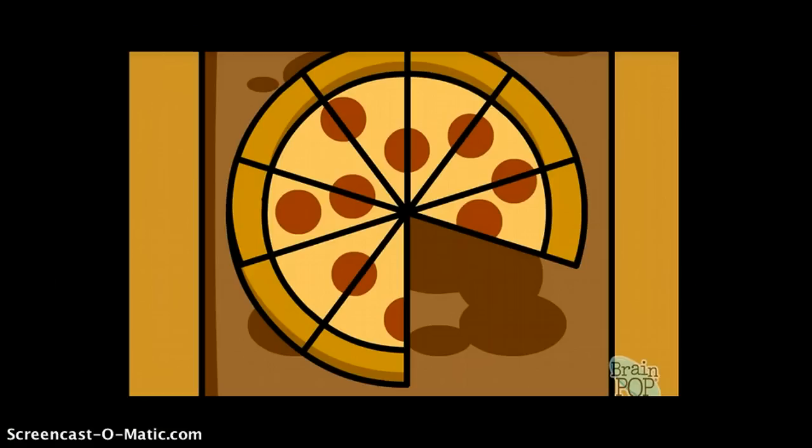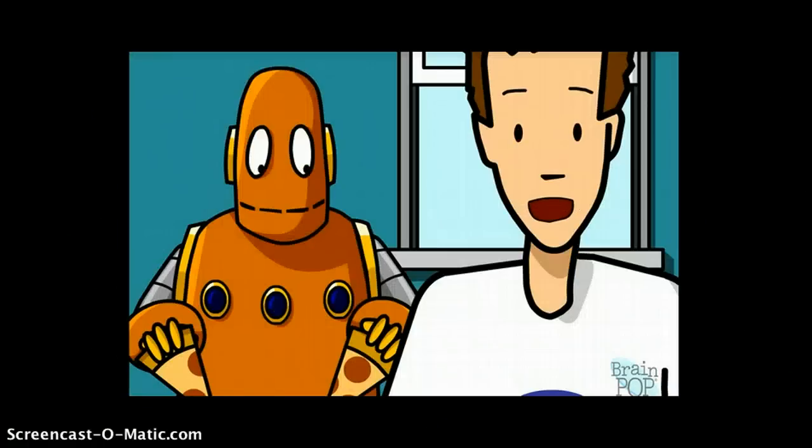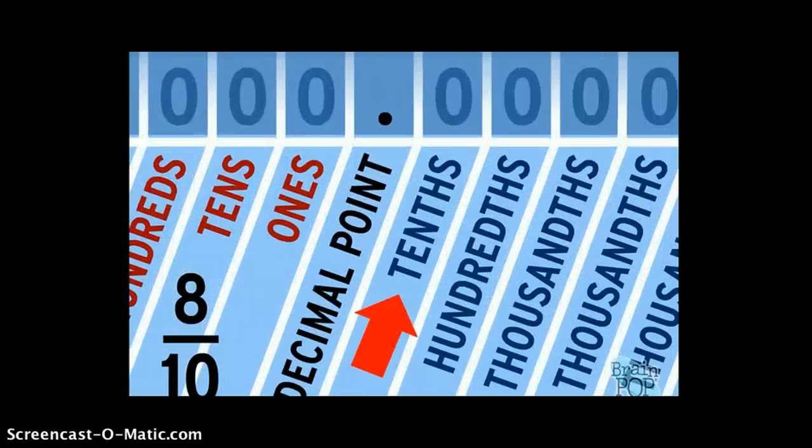Moby's apparently really hungry, and we're left with 8 out of 10 pieces. That's 8/10 of the pizza. Now, a key thing to know here is the decimal places. It's easy to see where the tenths position is. All we have to do is slip our 8 in there. So, 8/10 in decimal form is 0.8.